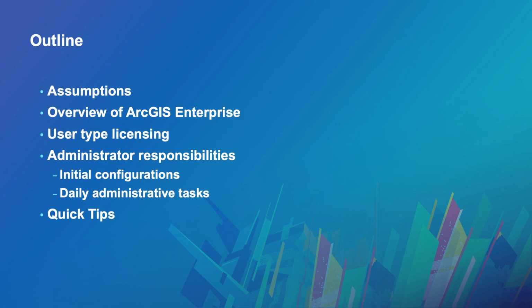To start, we're going to go over some assumptions for what we expect our audience should be aware of. Next, we're going to do a brief overview of ArcGIS Enterprise's architecture and its administrative endpoints. New at 10.7 are some big changes to our user type licensing, so we're going to make sure to talk about that and do a brief demonstration. Following that, we're going to talk about a series of workflows which are helpful for administrators, centered around the responsibilities of helpful initial configurations, and then workflows that are more likely to be done on a daily or regular basis. And then we're going to end with some quick tips.